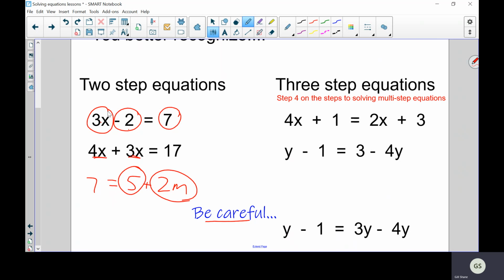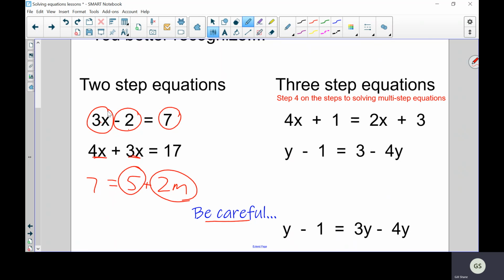I could have also done something like this, where I had 4x. Actually, we're going to get to that in a second, so don't worry about that. So that is not a two-step equation. If you are not at a two-step equation yet, you've got to go back up into your steps and figure out where you're at. We're going to get to it in a second, but you'd be at step 2 on the multi-step equations because you have like terms on the left side.